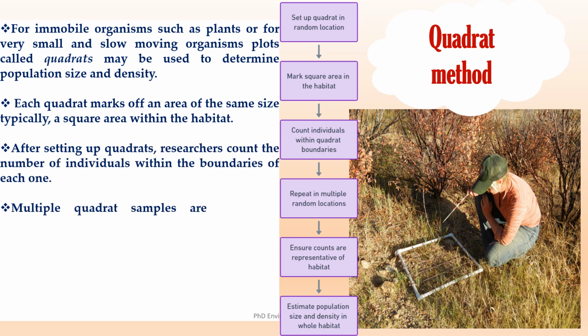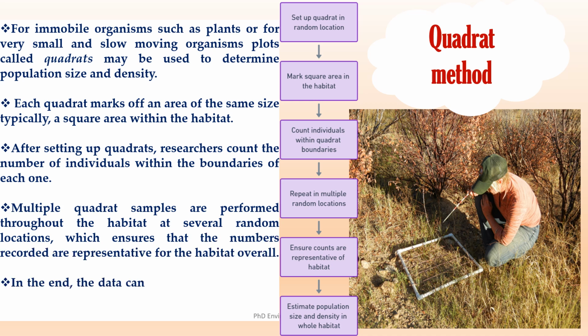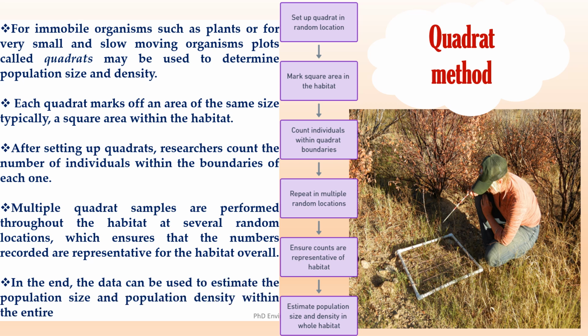Multiple quadrat samples are performed throughout the habitat at several random locations, which ensures that the numbers recorded are representative for the habitat overall. In the end, the data can be used to estimate the population size and population density within the entire habitat.